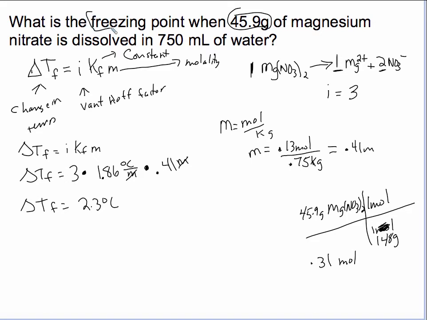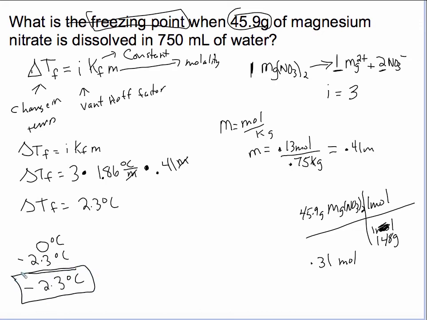And that's not the final answer, because the final answer wants to know the freezing point. Water usually freezes at 0 degrees Celsius. What this equation tells you is how much that's going to change. It's a change in temperature, and in this case it's called freezing point depression. When you add something to water, it lowers the freezing point. So you subtract 2.3 from 0, and you end up with negative 2.3 degrees Celsius. That's the final answer.